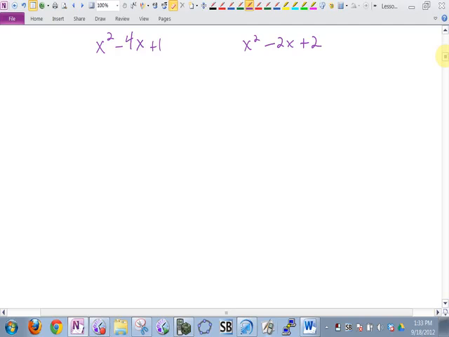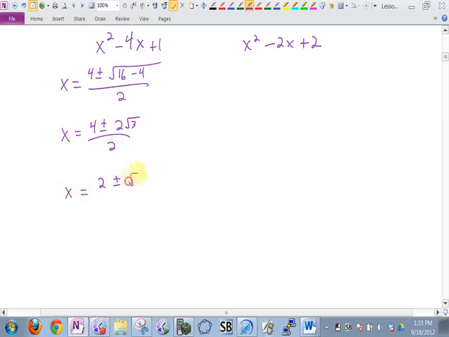Quadratic formula, right? So let's start with this one. x equals negative b plus or minus the square root of b squared minus 4ac all over 2a. What is the square root of 12? And that can be simplified because everything can be divided by a 2. So you get 2 plus or minus radical 3. Those are your irrational zeros.